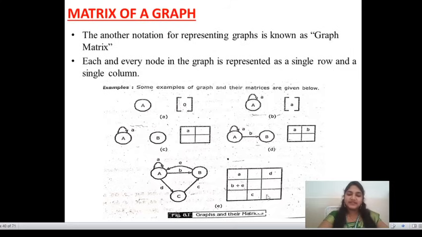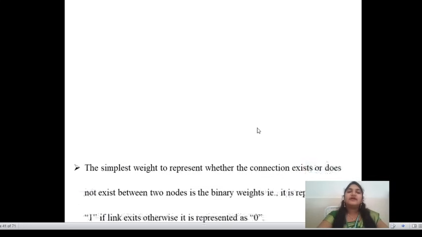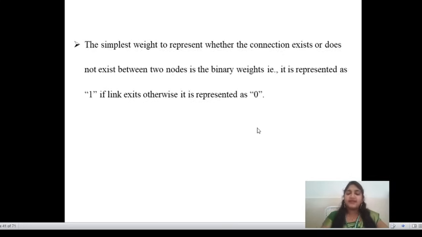After conversion into this graph matrix, software testing will be performed on theorem proving or in some applications like mathematical calculations. So this is the matrix of a graph. Next, the simplest way to represent whether a condition exists or does not exist between the nodes is binary weights, represented as 1 and 0.